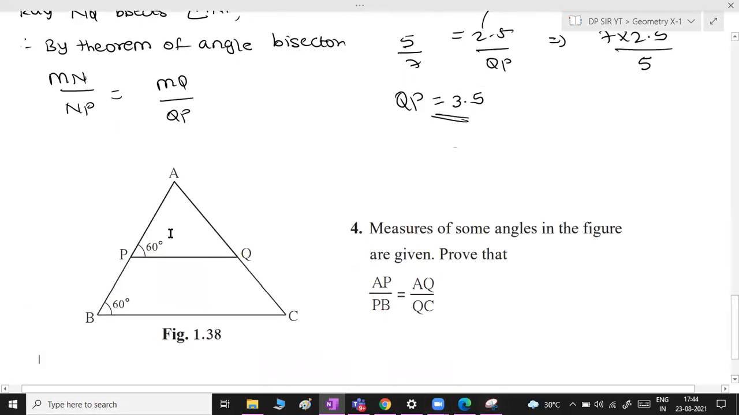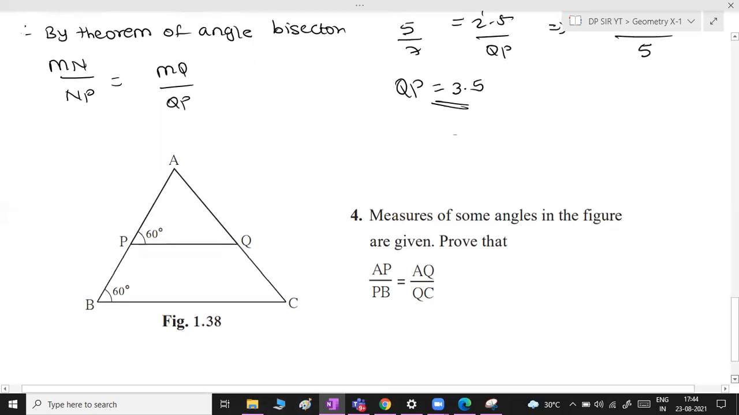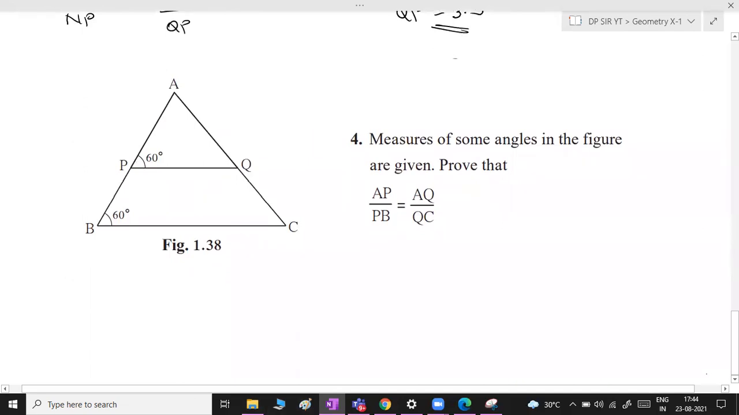Measure of some angles in the figure are given. Prove that AP upon PB is equal to AQ upon QC. Mind you, this question is very simple. I don't even feel like solving this question since it's a prerequisite question based of 9th standard. पूरा इसका prerequisite 9th में पढ़ा है तूने. So it's just a brush up वाला question. So कैसा है? How you are going to start?